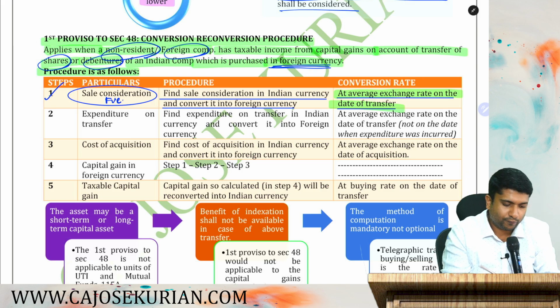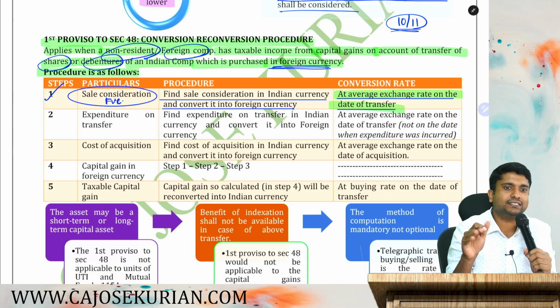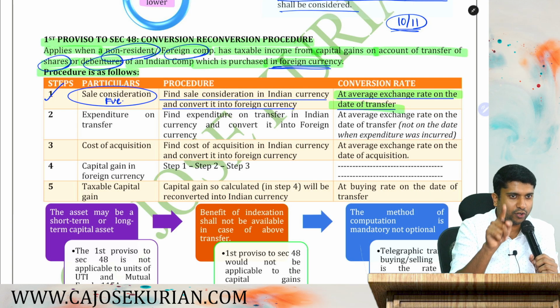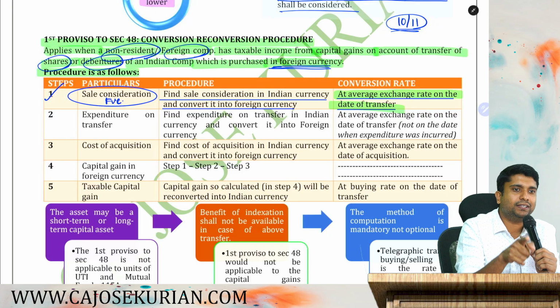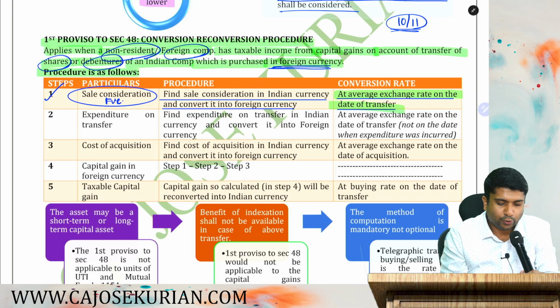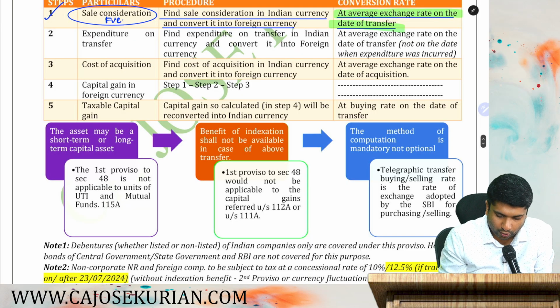Normally they will show it like this, 10 bar 11. 10 bar 11 means what? 10 is the bid rate and 11 is the ask rate. This won't be 1 rupee and all, but normally the lower figure will be the bid rate and the higher figure will be the ask rate. Now you take the average of these two. So that is what this explanation is all about.